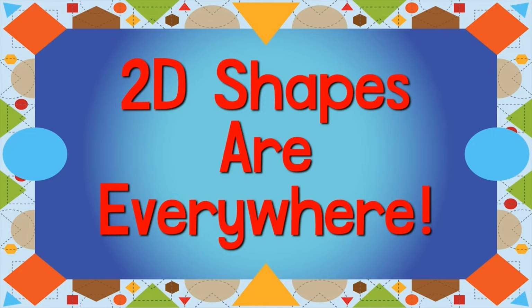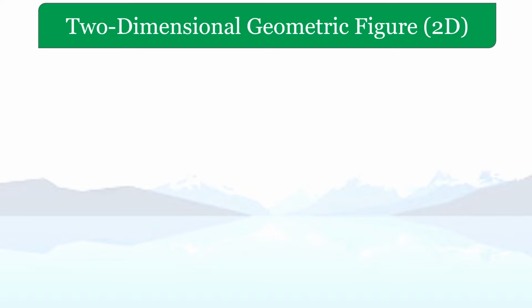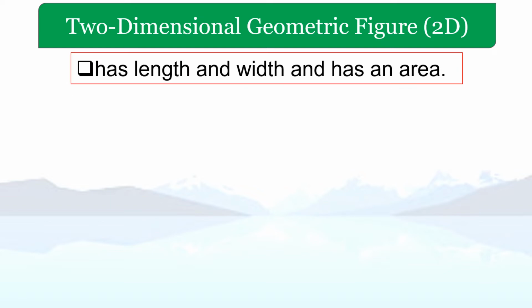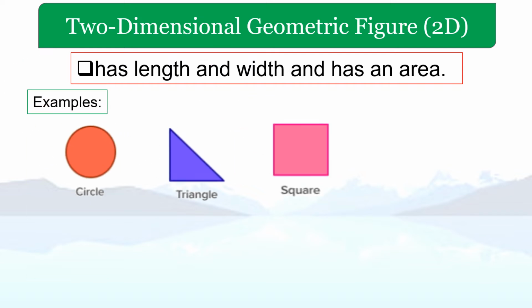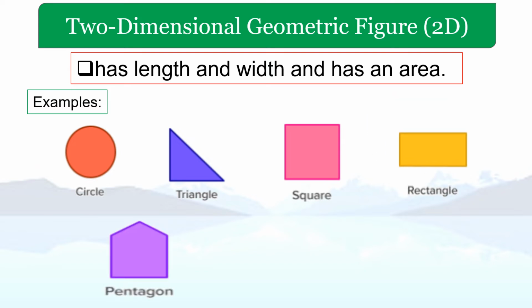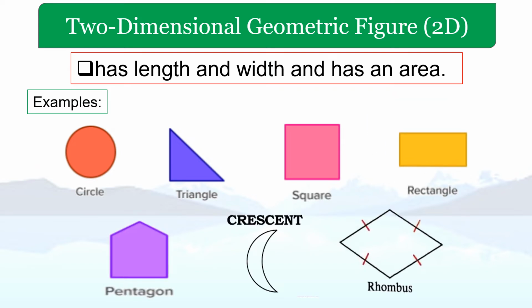2D or two-dimensional shapes are everywhere. What are two-dimensional geometric figures, or 2D? Sometimes it is better to write 2D rather than two-dimensional because it is very long already. It has length and width and has an area. Examples for this one: circle, triangle, square, rectangle, pentagon, crescent, rhombus, and other two-dimensional shapes.